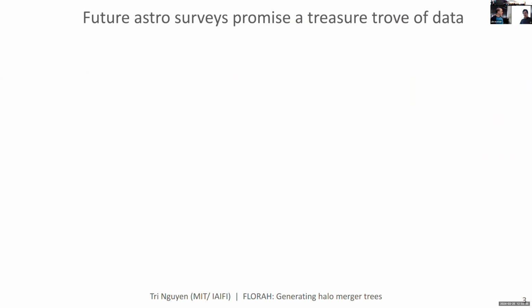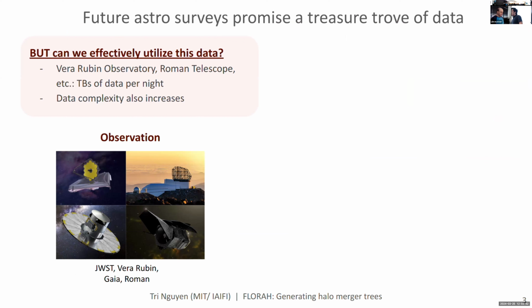So in the coming years, what I'm interested in solving is that we're going to have a lot of data from many observatories, including the Vera Rubin Observatory, SST, Roman Space Telescope, and we're going to have so much data that we cannot possibly process with traditional techniques. At the same time, the data complexity also increased. For example, with the Gaia-based observatories, you have a 6-dimensional phase space of millions of stars in the Milky Way, which we did not have decades ago.